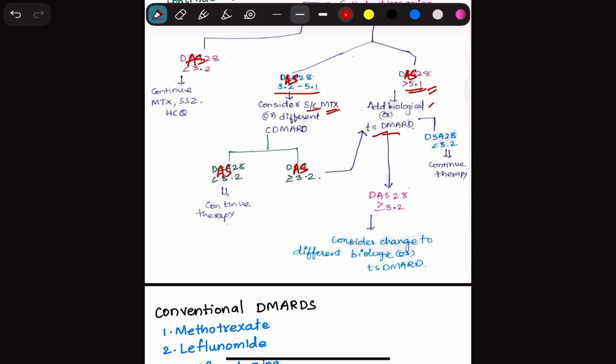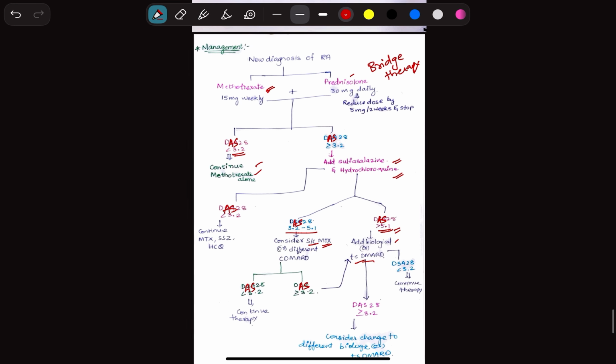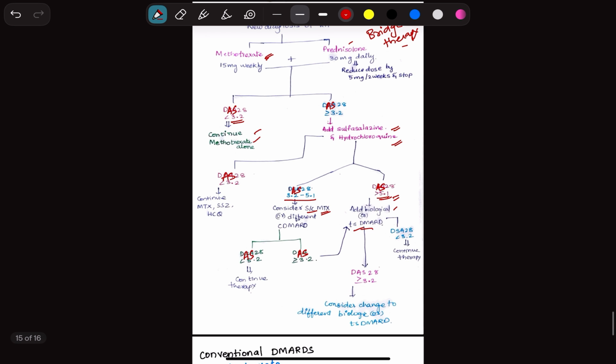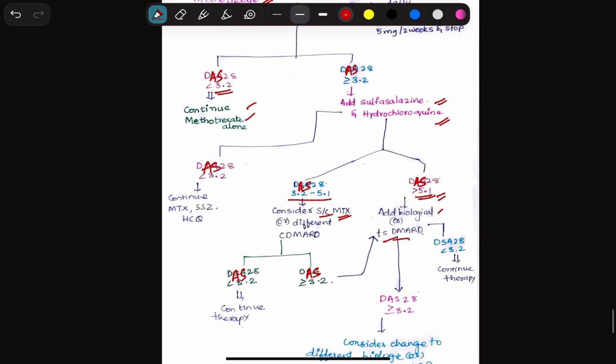So this is how our management works. We give methotrexate with prednisolone. Prednisolone acts as a bridge therapy and will taper down after 2 weeks. We check the disease activity score. If it is less than 3.2, we continue to give methotrexate. If it is more than 3.2, we add sulfasalazine and hydroxychloroquine and check the DAS again. If the DAS is less than 3.2, our therapy is working, and we can continue methotrexate, sulfasalazine and hydroxychloroquine.